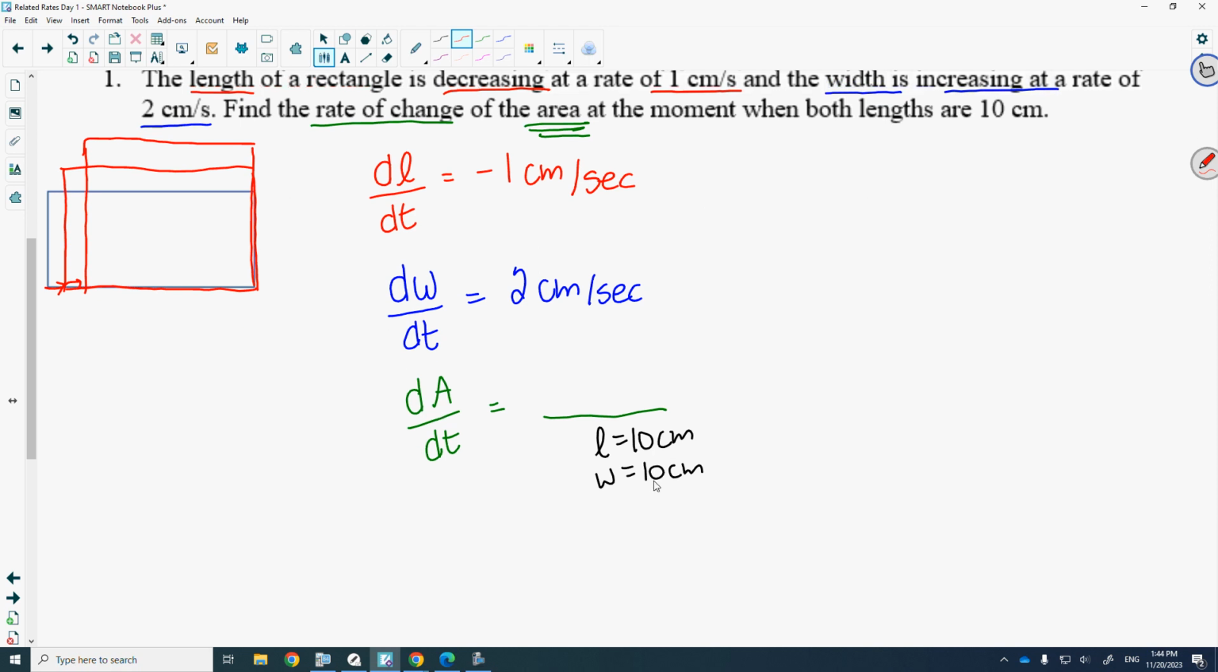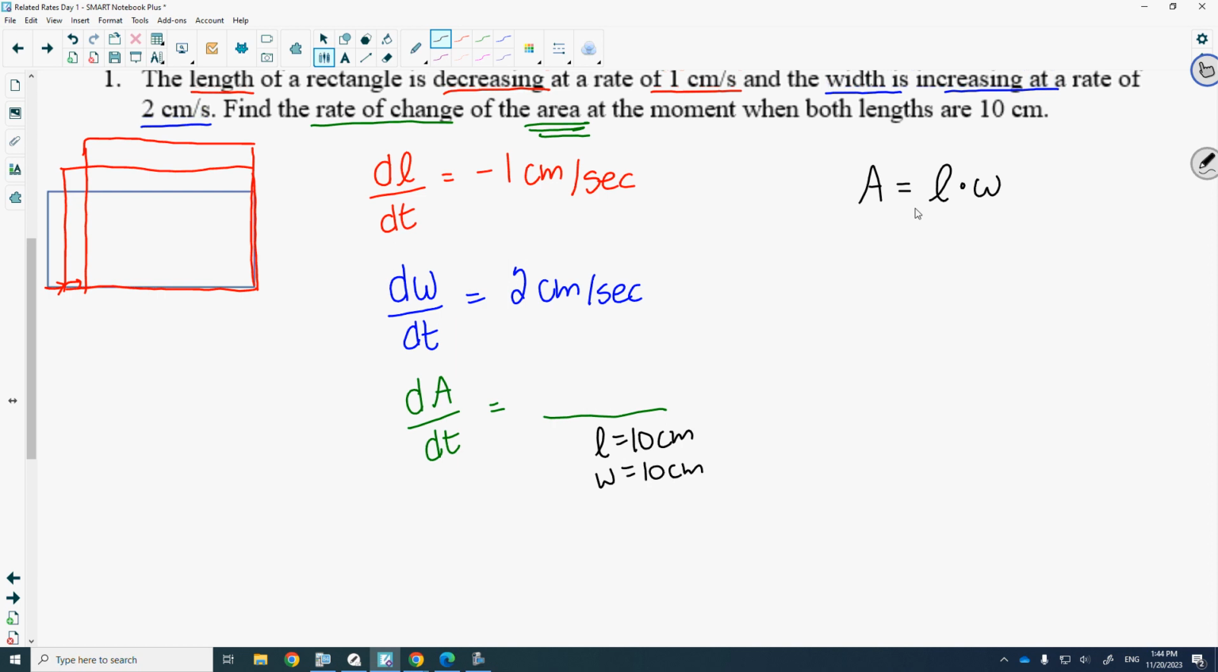From here, what we need to do is find an equation that relates length, width, and area. What's an equation that we could use that relates length, width, and area? Well, what's the area of a rectangle? Length times width. So you want an equation that's going to relate these three variables. What's an equation that has length, width, and area? Well, it'd be the area of a rectangle.